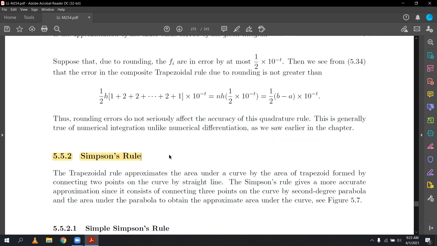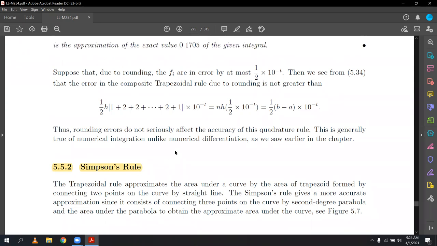As I told you, the trapezoidal rule can be used for n equal to 1, 2, 3, 4, 5, any n values. But for the Simpson rule, your n must be even. It means the minimum requirement for the Simpson rule is n equal to 2, then 4, 6, 8, 10. If n is equal to 1, 3, 5, 7, you cannot use the Simpson rule. The Simpson rule can only be used if your number of subintervals is even.